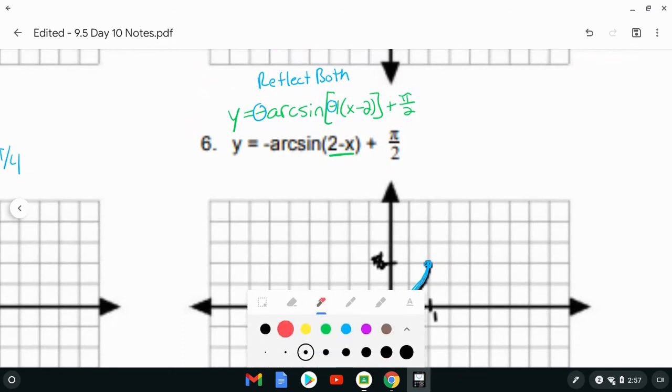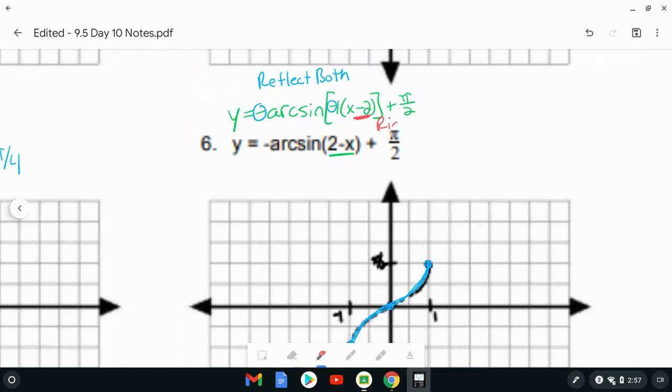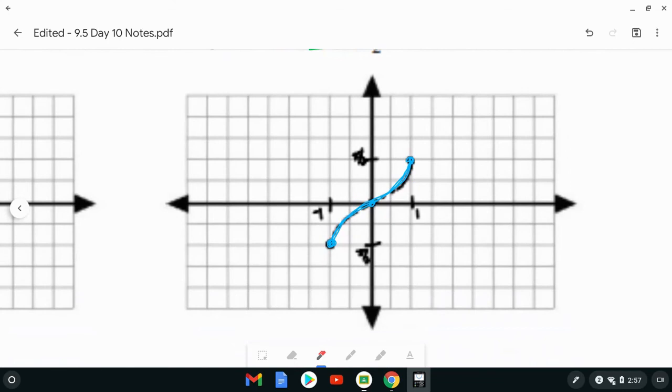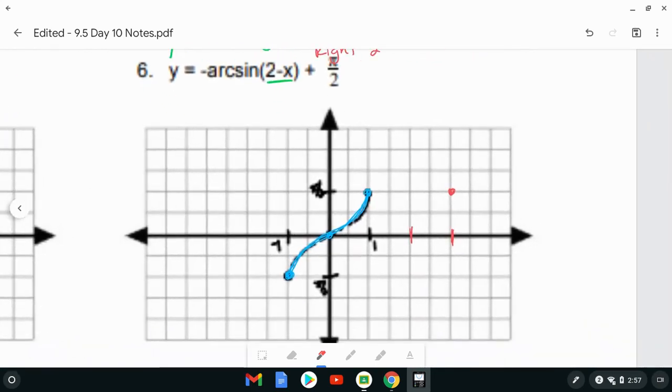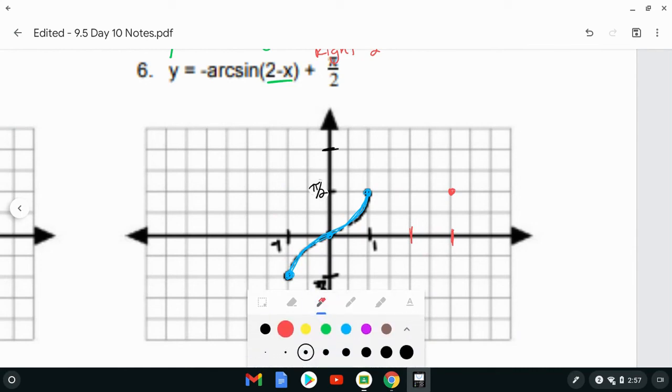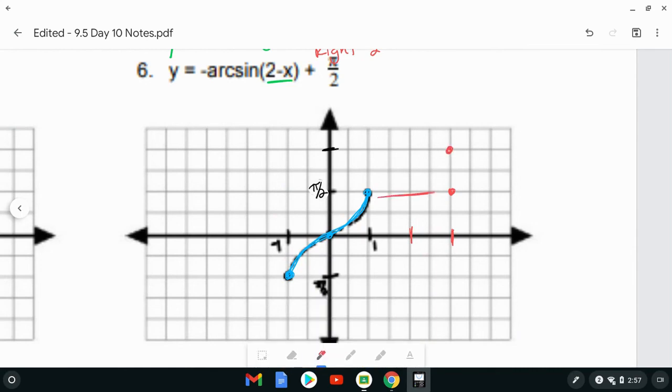But what does make a difference is we still need to go right 2 units and up pi over 2 units. So we're going to take each coordinate and move right 2 units. So that would be 2 tick marks, and then up pi over 2 units. So again, my apologies for this. This is pi over 2 from our base function. So we're going to go up 1 tick mark as well. So this one went over 2 units, up pi over 2 units.